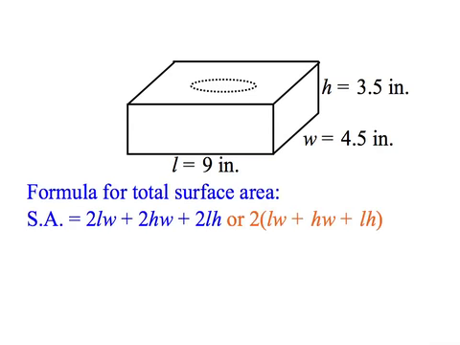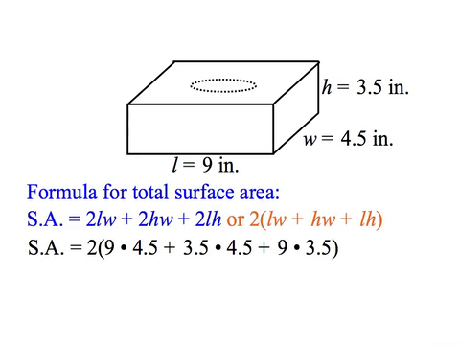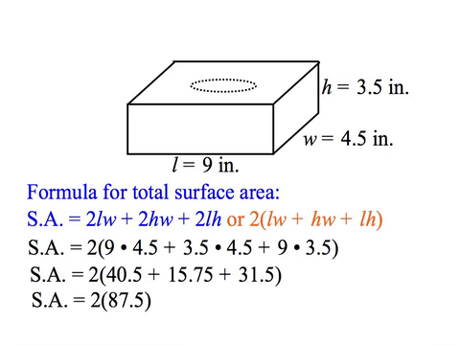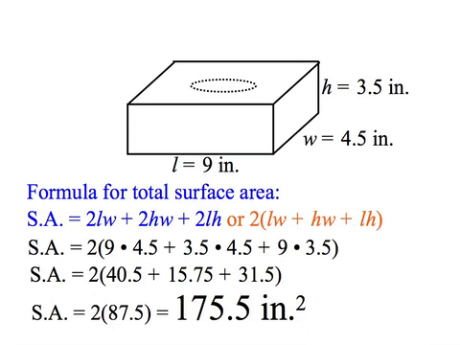Then I plugged it into the formula, and I chose to plug it into the one in orange. It would work either way, the blue one or the orange one. I plugged in the proper numbers for H, W, and L. I did the arithmetic. I came up with 2 times 87½ and I got that the surface area of this box is 175.5 square inches.